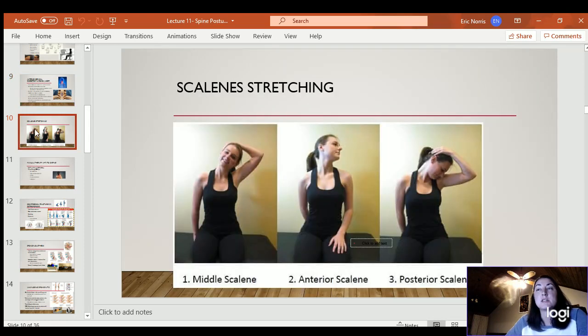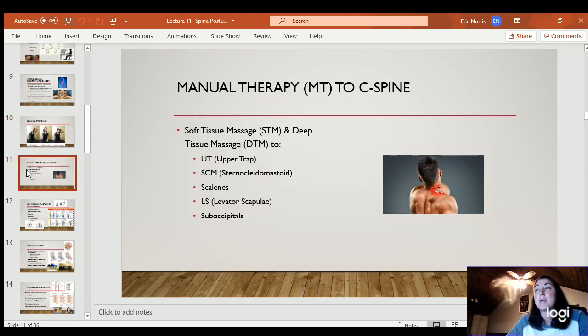The next two slides are things we will go over in lab. Your scalene stretch, your middle scalene, you lean straight to the side. Anterior, you kind of look over the opposite shoulder. And posterior, you basically smell your armpit. Those are the three scalene stretches, and we will practice those in lab together. Manual therapy to the cervical spine.